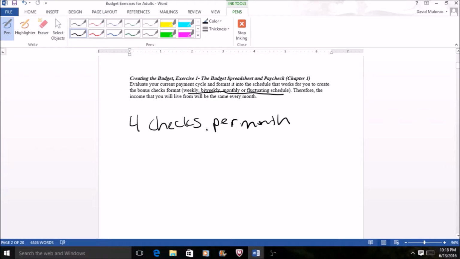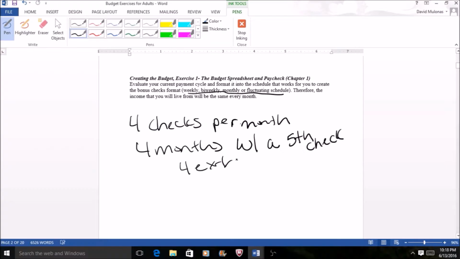And that's what you're going to live off of. However, there will be 4 months with a 5th check. So these 4 extra checks are the bonus checks that we've talked about, creating that extra income for yourself. Because just remember, you're living off 4 checks right here, right? Which is really 8 of 12 months. So over here, you're just going to live off 4 checks anyway. So if you can do it 8 out of 12, you can do it for another 4 of 12.